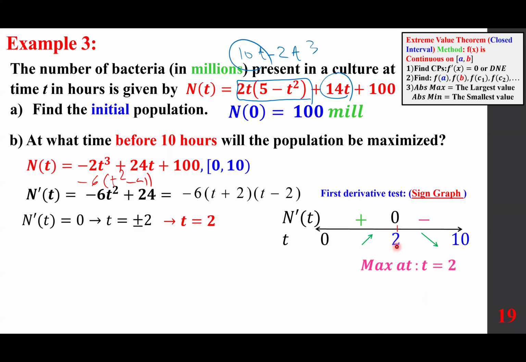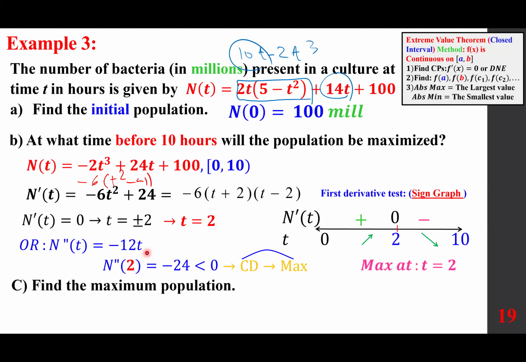If I were to do the second derivative test, first I've got to find N double prime. So I'll go back here. N double prime is negative 12t. And then I plug in 2. It either becomes positive or negative. I'm interested in the sign. Negative means looking like this, concave down. That means maximum occurs. And so that's why this is easier.